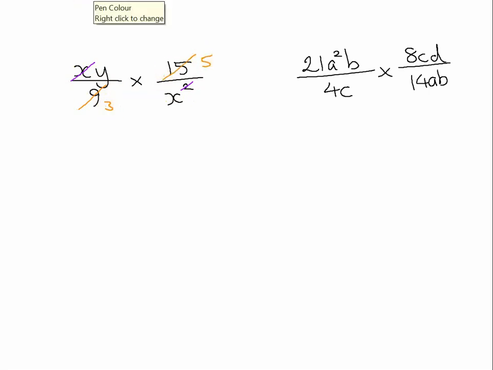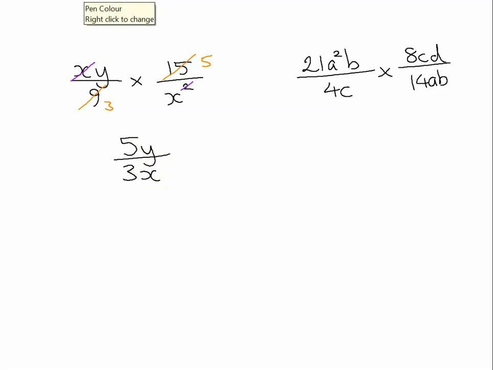Now I've done all the cancelling I can. I've got 5 times y, so 5y, and I've got 3 times x, and then you have it. Done. It's as simple as that. So it's not just numbers we can divide by, it's also letters, but you should be used to that with simplifying fractions.